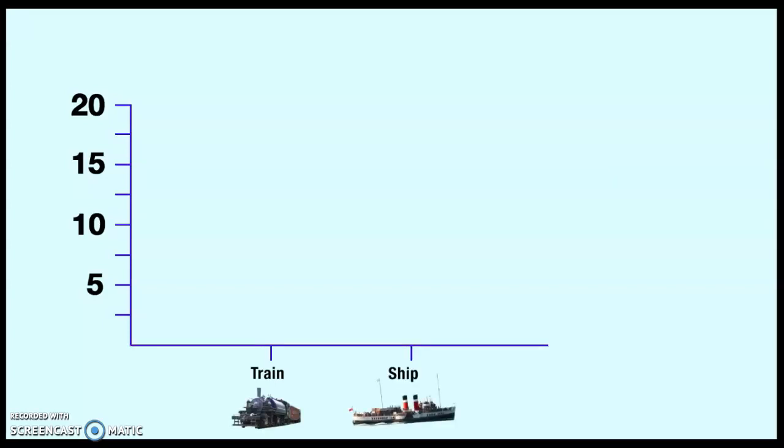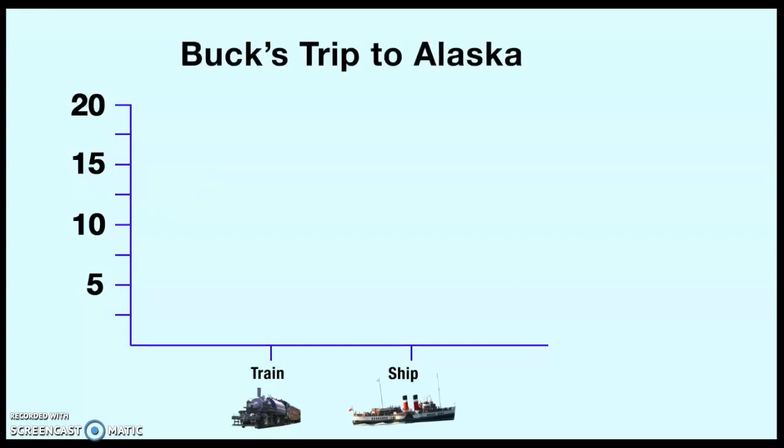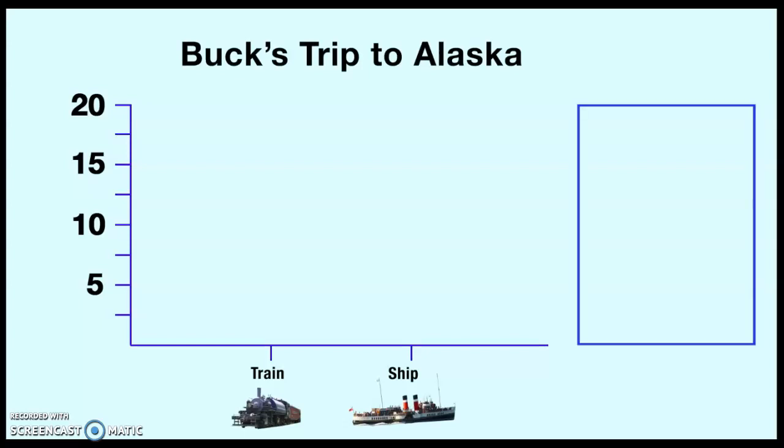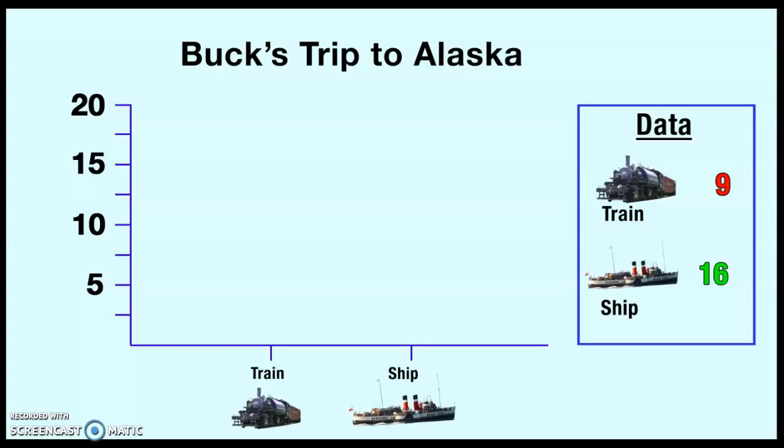Next, we need a name for our bar graph. Let's call it Buck's Trip to Alaska. Let's go over the numbers and information that we want to use. Numbers and information like this are called data. Buck traveled 9 days by train. Buck traveled 16 days by ship.